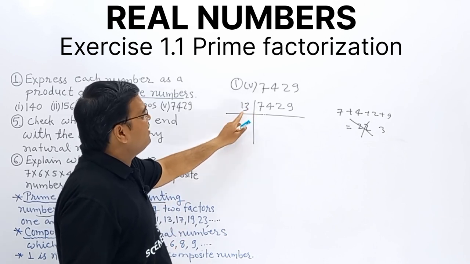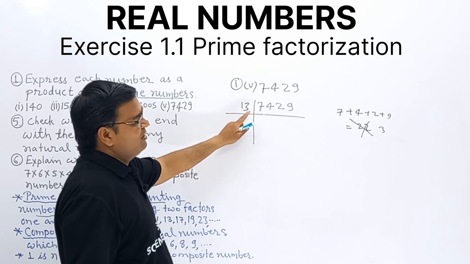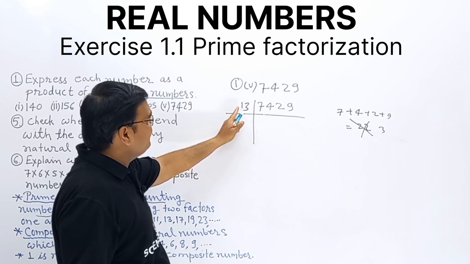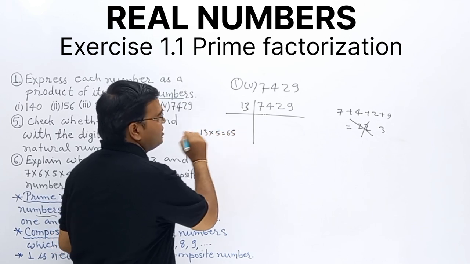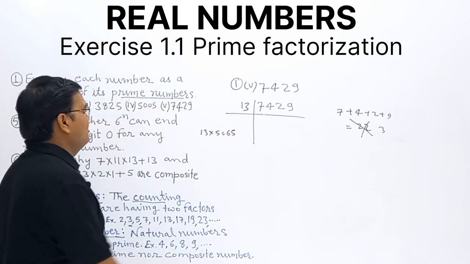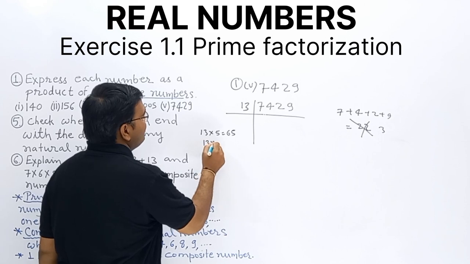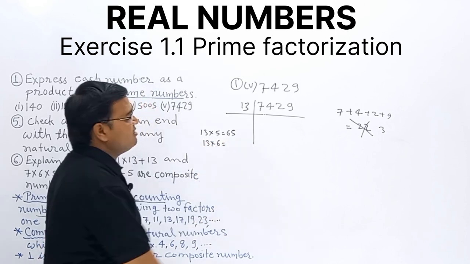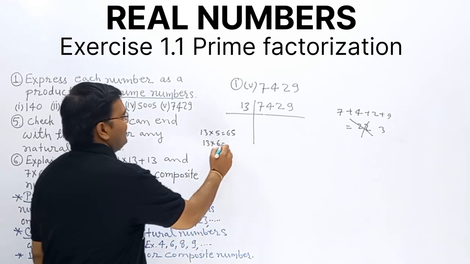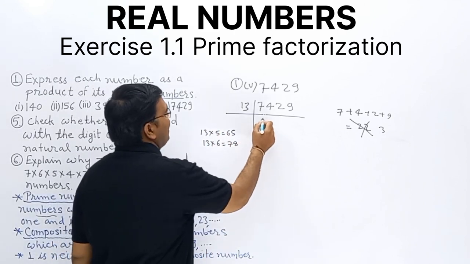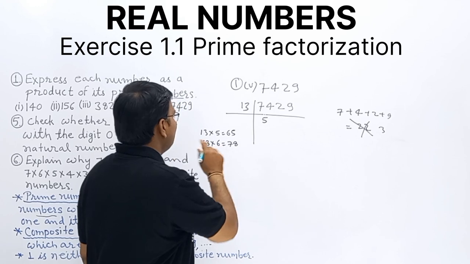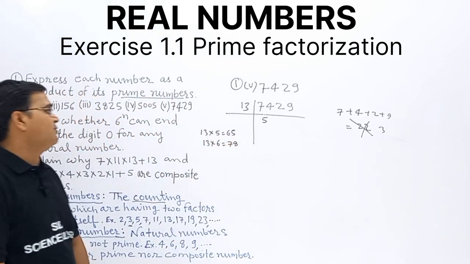And 13 times 6 is 78, which is more than 65, so we cannot use 6. It is going 5 times. 13 times 5 is 65.